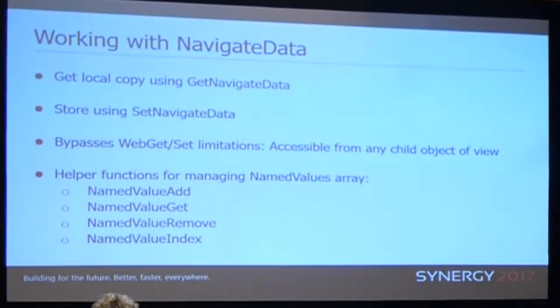You would normally always have to say web get navigate data of the view. So it's long, and web set, and so on. Using the get navigate data, you don't have to web get or web set it. You can just say, okay, from anywhere inside the view, you get navigate data, and you will get a copy of that. If you make changes to it, you need to set it back using the set navigate data. That's pretty easy.